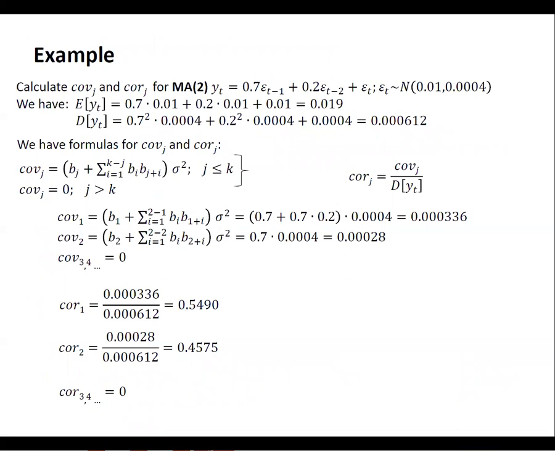So here you can see a numerical example for the given MA(2) process, with MA constant parameters 0.7 and 0.2. According to the formulas, we have the expectation of Yt and the variance of Yt. And now we have formulas for covariance, lag covariance and lag correlation coefficients, and we apply these formulas to the example and get the result.